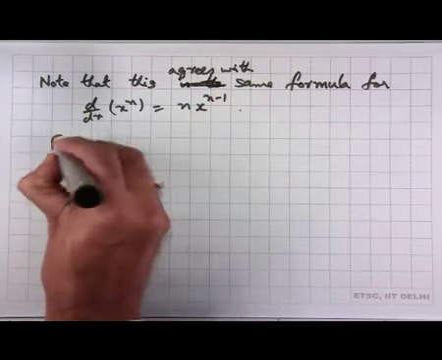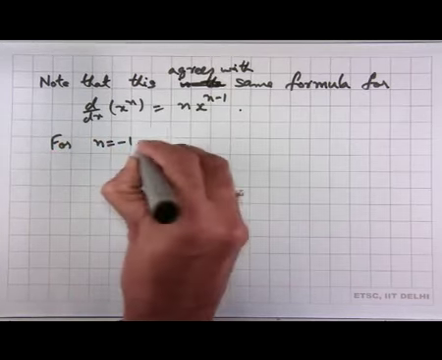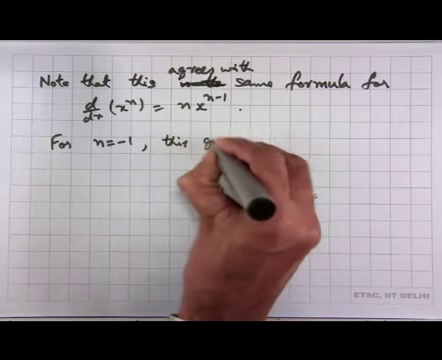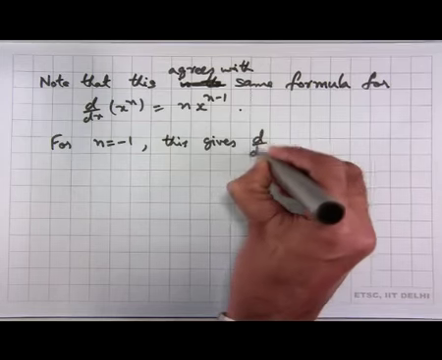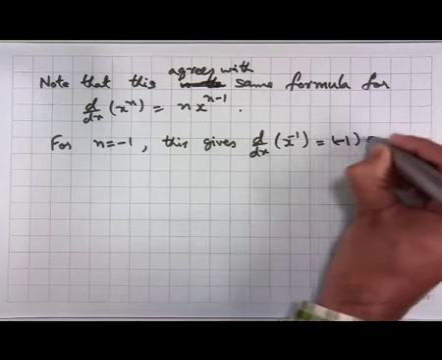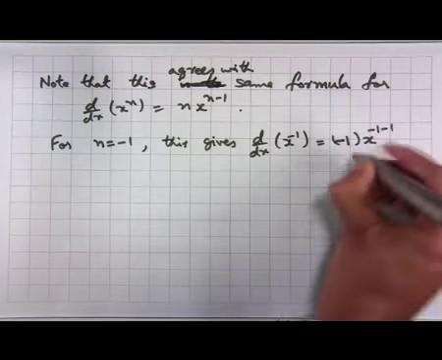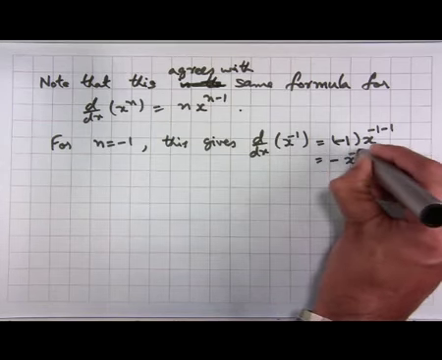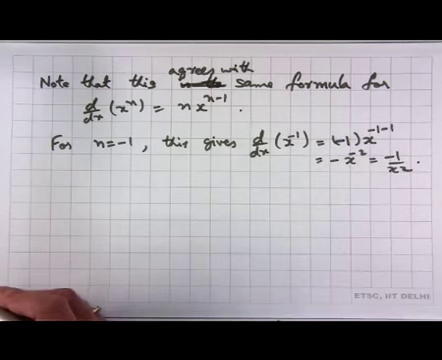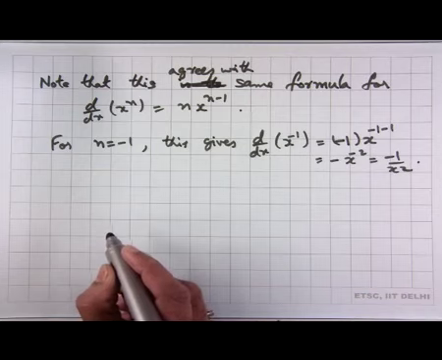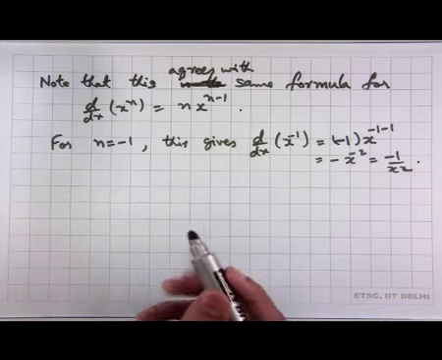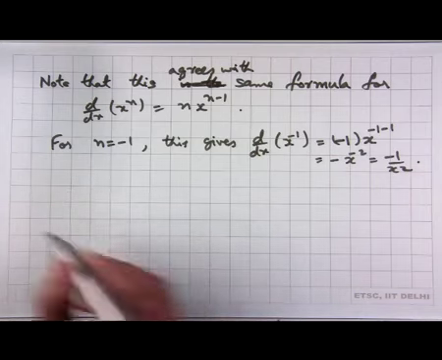Or for n equal to minus 1, this gives d by dx of x to the minus 1 is equal to, n is minus 1 here, times x to the minus 1, which is equal to minus x to the minus 2, which is the same as minus 1 by x square. Right. And if you want for other negative exponents, then you can use product rule.